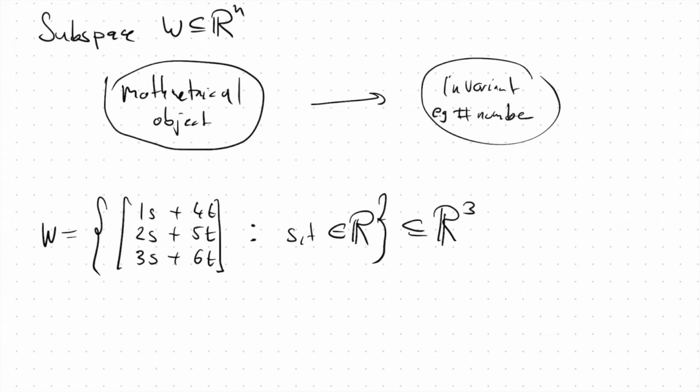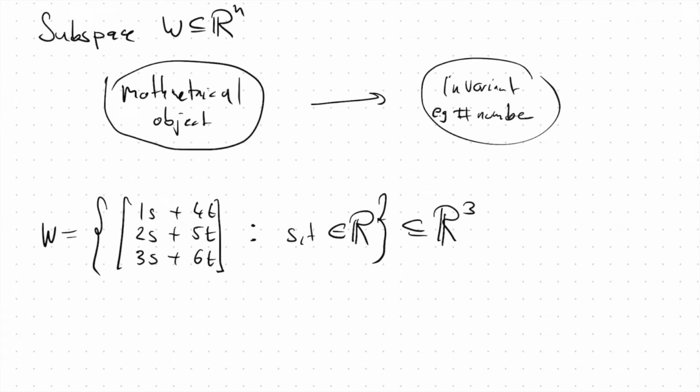Let's consider the following subspace W. If you don't see that this is a subspace, I encourage you to do this as an exercise, but we have actually seen this subspace on the third quiz. The subspace, which is all the vectors of the form 1s plus 4t, 2s plus 5t, 3s plus 6t, where s and t are real numbers, is a subspace of R3.